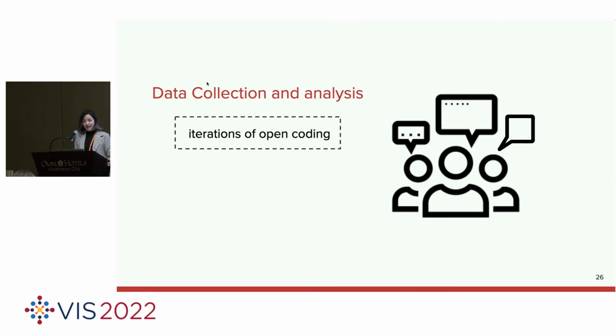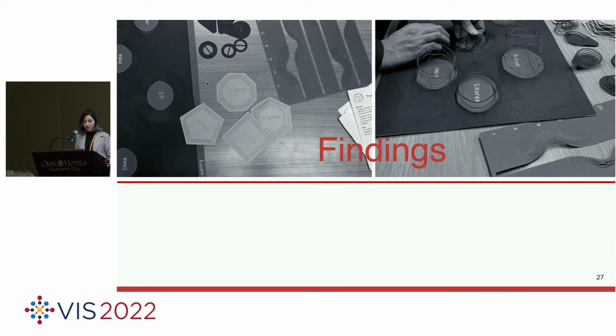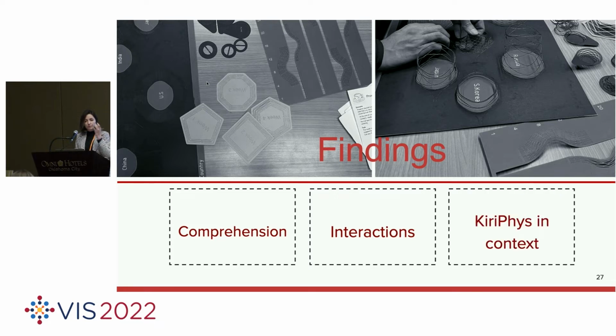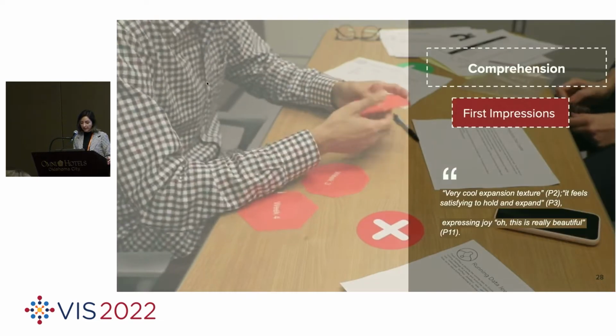After that, we had several meetings with the whole research team and iterations of open coding, and at the end, we narrowed down to 3 overarching findings and themes: comprehension, interaction, and CareerFiz in context. We will just talk about some highlights from comprehension and interaction. Please see the paper for full findings.